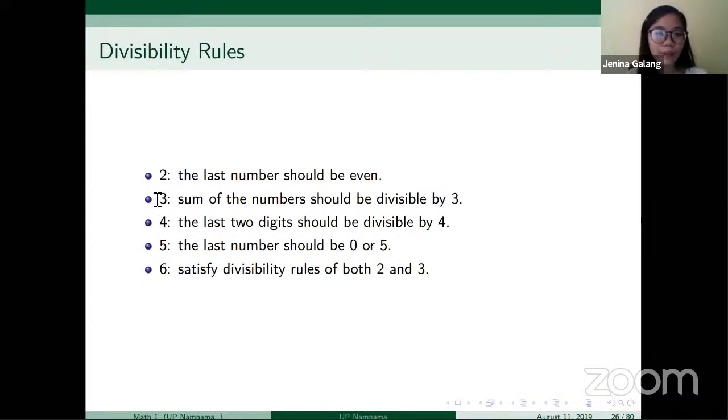And if yung number is divisible by 3, then yung sum of the digits should be divisible by 3. So yung sum ng digits dun sa number natin should be divisible by 3. And for 4, the last 2 digits should be divisible by 4. And for 5, the last number should be 0 or 5. And for 6, should satisfy the divisibility rules of both 2 and 3.